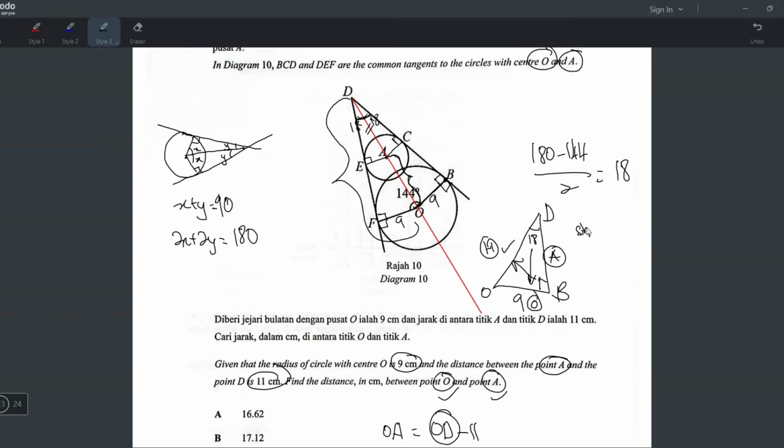Ya, sebab SOH kan, SOH kata lah. So sekarang nak cari H and then bagi O, so you should use sine. So sine 18 equals to opposite bahagi hypotenuse, 9 over hypotenuse is the OD panjang. So macam mana nak cari OD?